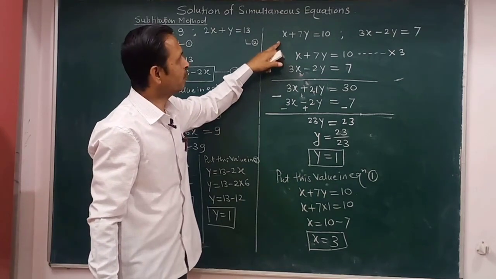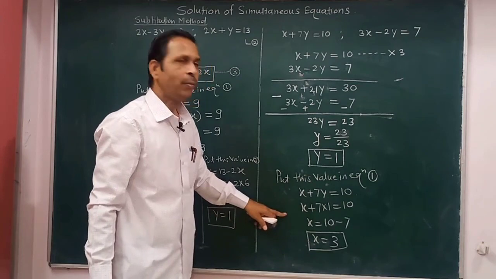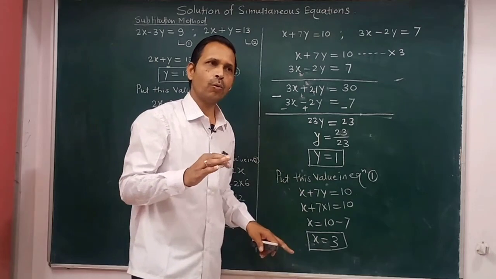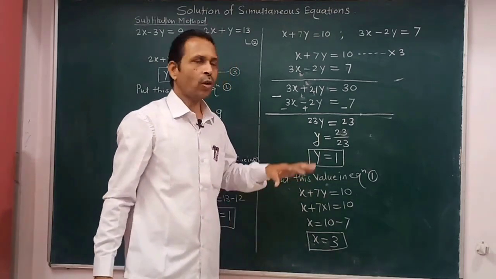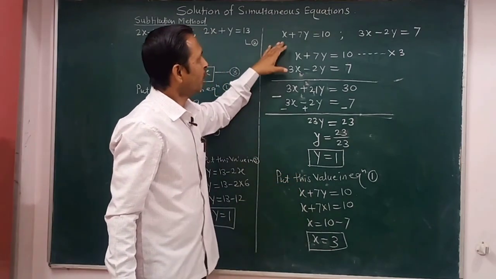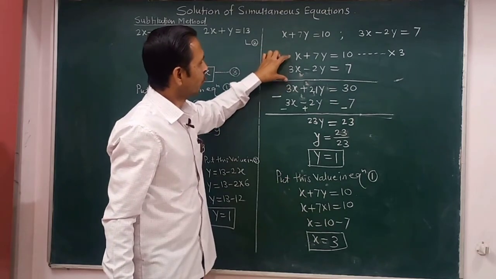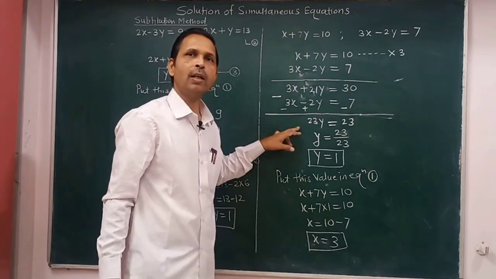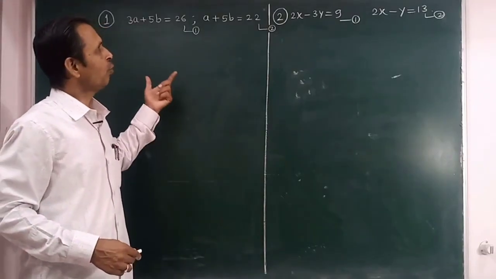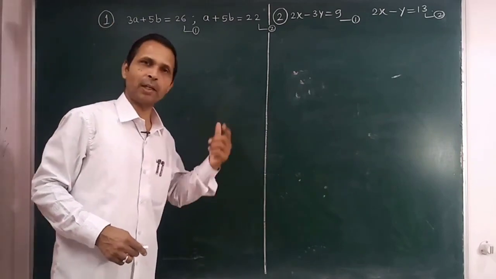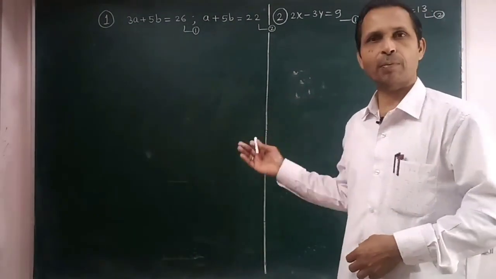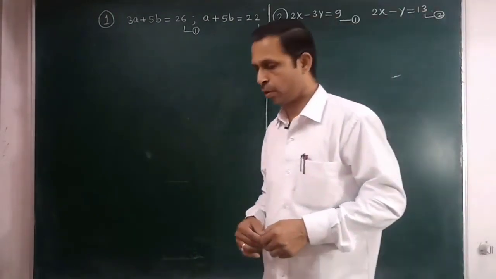Now this method is the elimination method. In this elimination method, we can eliminate one variable: make the coefficients of the variable which we have to eliminate the same, and by making the coefficients the same, we can easily eliminate one variable and find out the value of the other variable. According to this method, we can easily find out the solution of simultaneous equations. Now let us try to solve two examples which are given on the board.